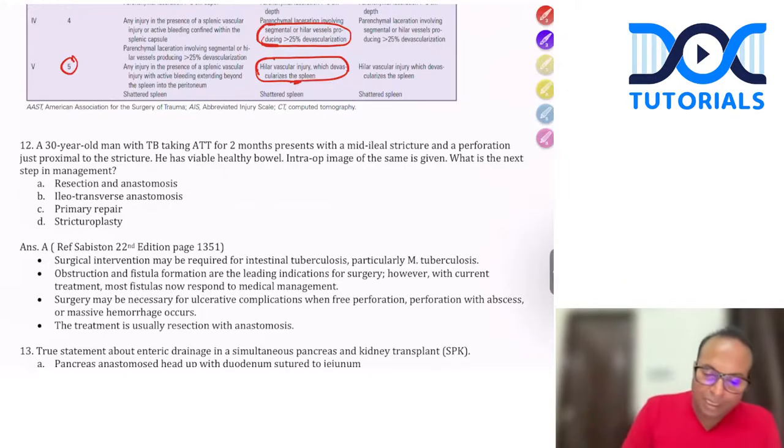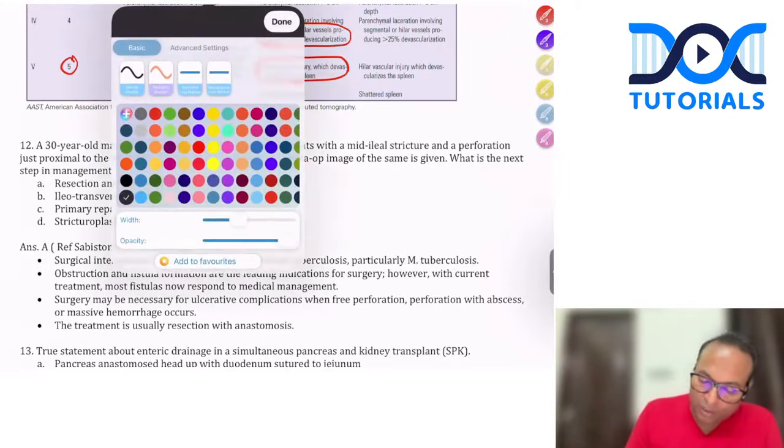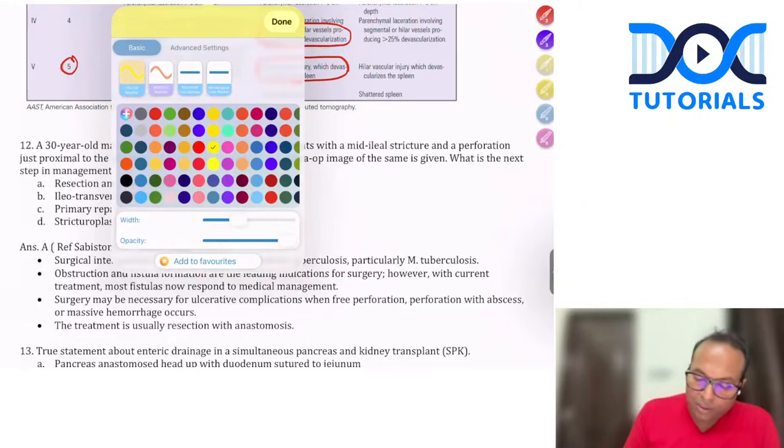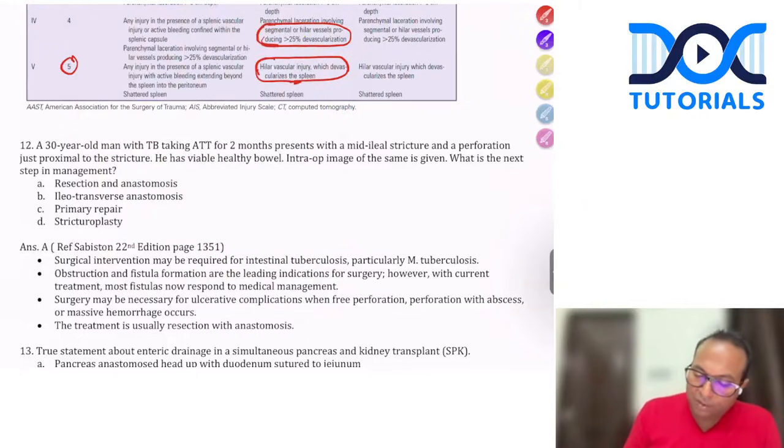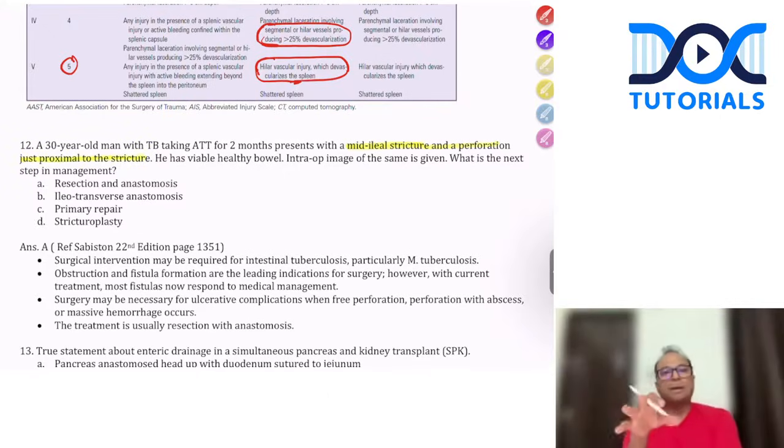A 30-year-old man with TB, taking anti-tuberculous drugs for 2 months, presents with a mid-ileal stricture and a perforation proximal to the stricture. Many questions asked in this exam were not typical exam questions. They are more like practical questions which you will face when you are a surgeon. That was the kind of question asked more.